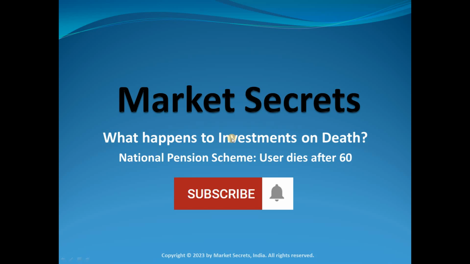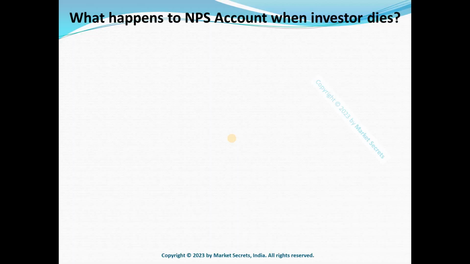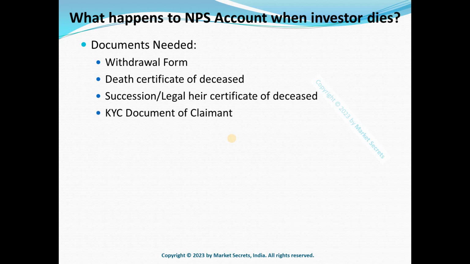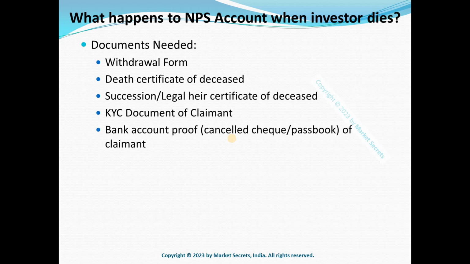And with that, let's jump into today's session on what happens to NPS account when the investor dies after the age of 60. So first, let's start with what are the documents needed to make the claim. Number one, withdrawal form duly filled by the claimant. Number two, death certificate of the deceased, which is the subscriber. Succession or legal heir certificate of the deceased person. And KYC document of the claimant. And bank account proof, which is cancelled cheque or passbook of the claimant. So these are the things that you would need to make the claim submission.